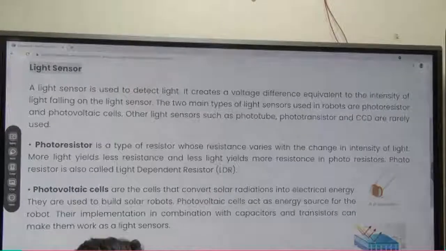Okay, so this is the basic difference, and we have studied two types of light sensor, and in the next class we will continue with the sound sensor. Okay, tomorrow we will complete this chapter. Any doubts, anyone? No, ma'am. Okay, so today's homework, you have to read this chapter.